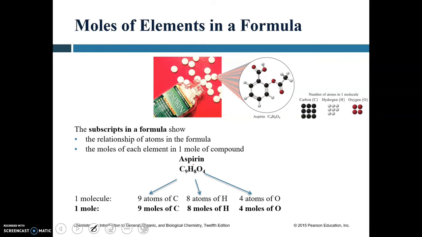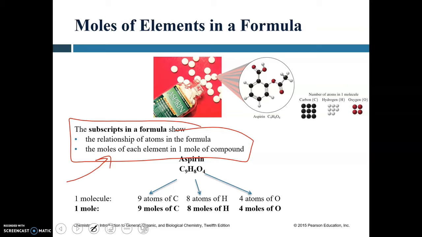Now, when you look at the formula of a particular compound, you can actually figure out how many moles of each atom are in 1 mole of a compound. So let's talk about it a little bit more. The subscripts in the chemical formula show the relationship of the number of atoms in the formula. They basically demonstrate the number of moles of each element in 1 mole of a compound.